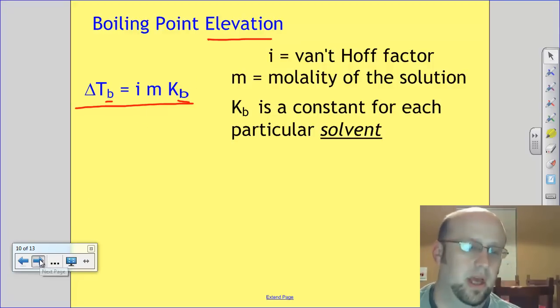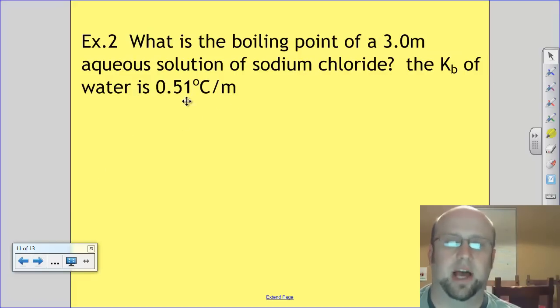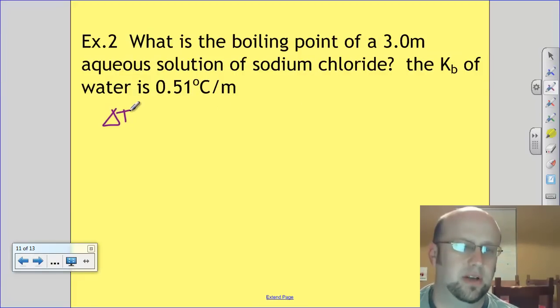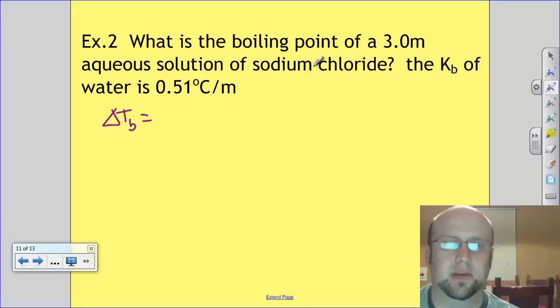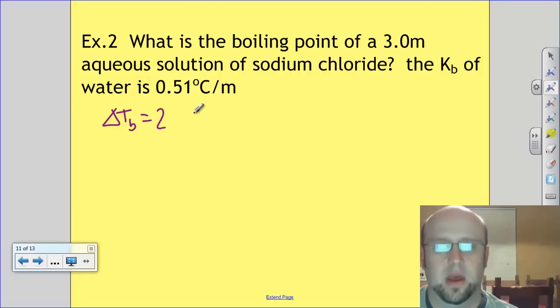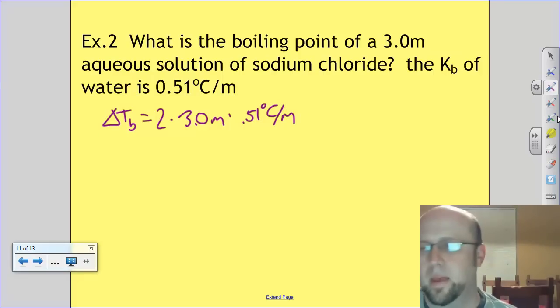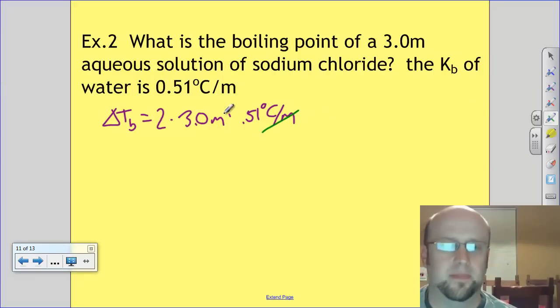Okay, and so let's work a quick example of that. Same basic formula. So delta TB is equal to i times KB times m. Again, we're doing sodium chloride, so my i is 2. I've got a 3 molal solution again. Sorry for the writing again. And then the KB is given to us. And remember, if it's not given to you, you just look it up on the handy-dandy little table that you have there. Okay, so that's what it looks like.